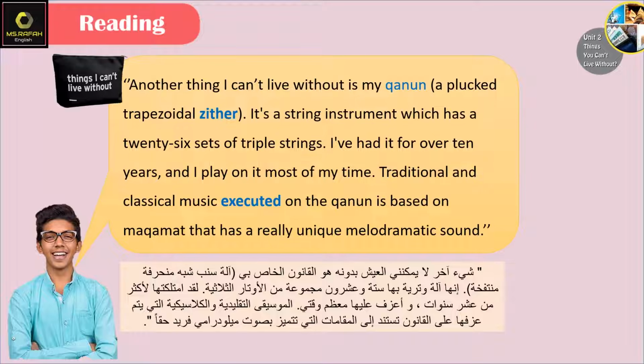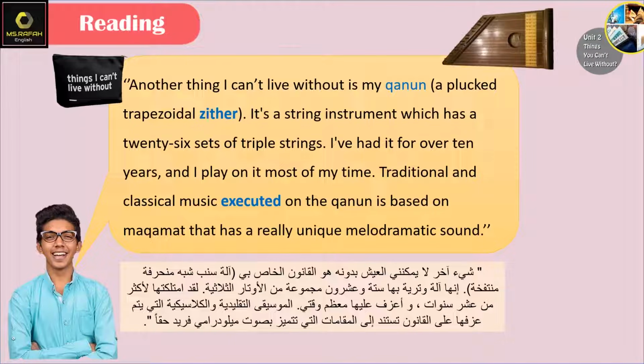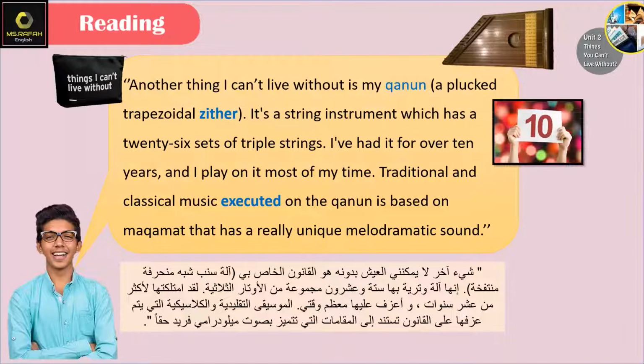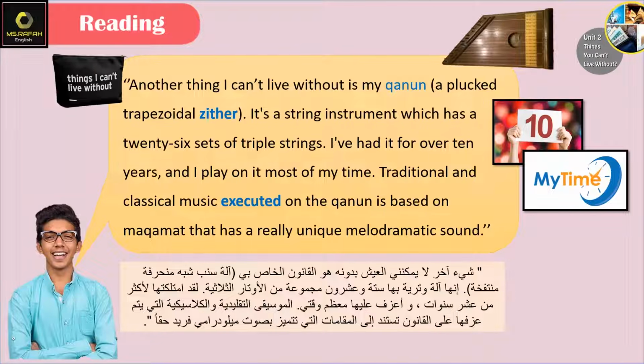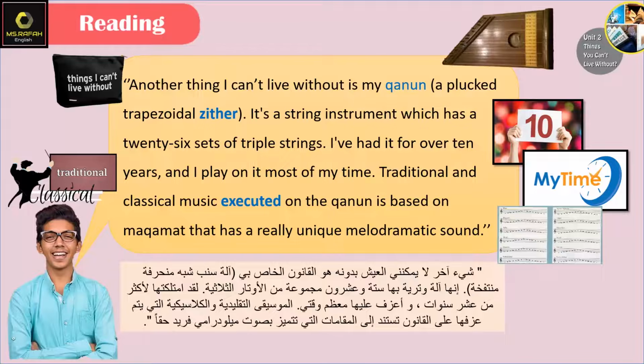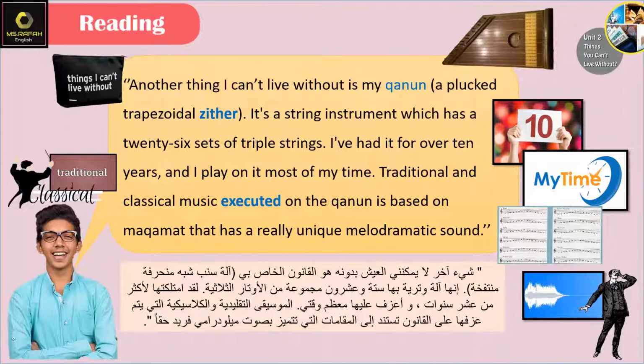Another thing I can't live without is my cane, a plucked trapezoidal zither. It's a string instrument which has 26 sets of treble strings. I've had it for over 10 years, and I play on it most of my time. Traditional and classical music executed on the cane is based on maqamat that has a really unique melodramatic sound.